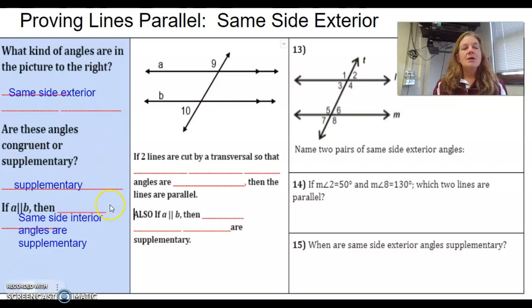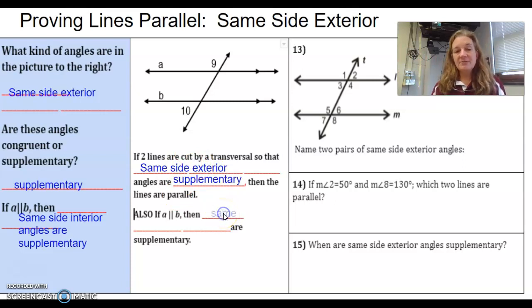Okay. If two lines are cut by a transversal so that the same side exterior angles are supplementary, because same side adds up to 180, then the lines are parallel. And now I'm going to say it backwards. If A and B are parallel, then same side exterior angles are supplementary.